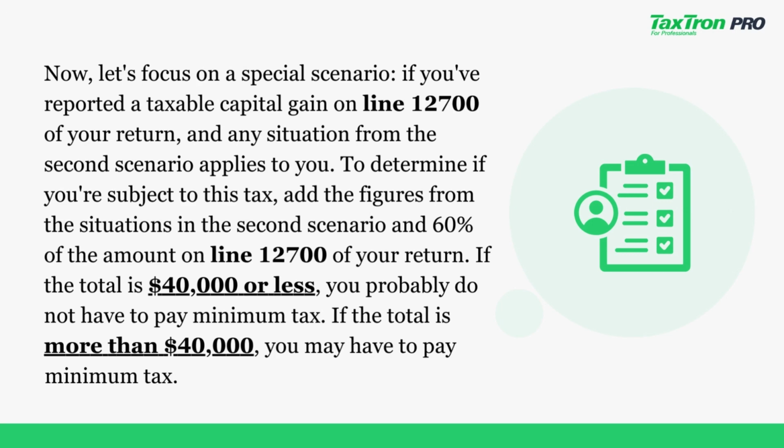Now, let's focus on a special scenario. If you've reported a taxable capital gain on line 12,700 of your return, and any situation from the second scenario applies to you, to determine if you're subject to this tax, add the figures from the situations in the second scenario and 60% of the amount on line 12,700 of your return.